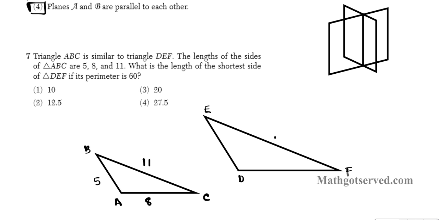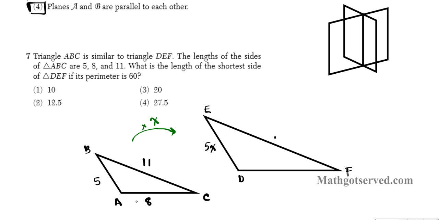These two triangles are similar, so there has to be a dilation factor. Let's say the dilation factor from this triangle to this triangle is a factor of x. So we're going to multiply each side by a factor of x, and that's going to dilate each side. To go from this side to this side is going to be scaling it by a factor of x, so this side is going to be 5x.